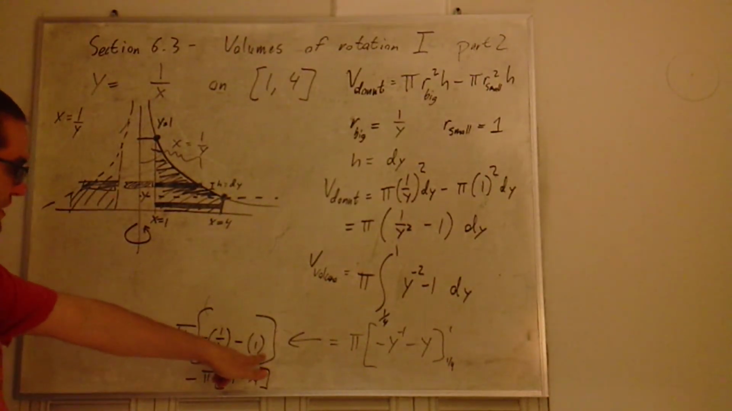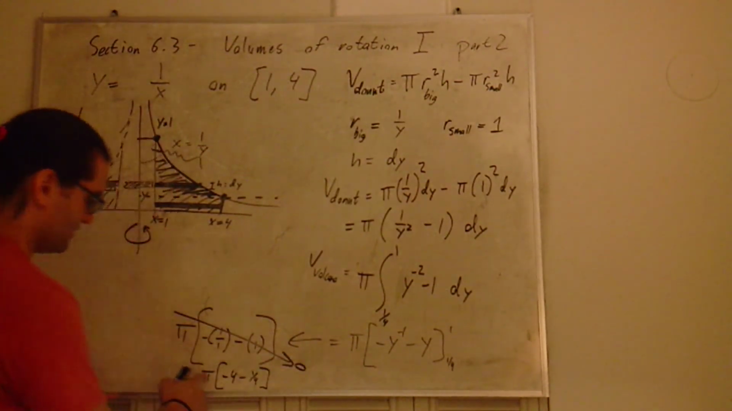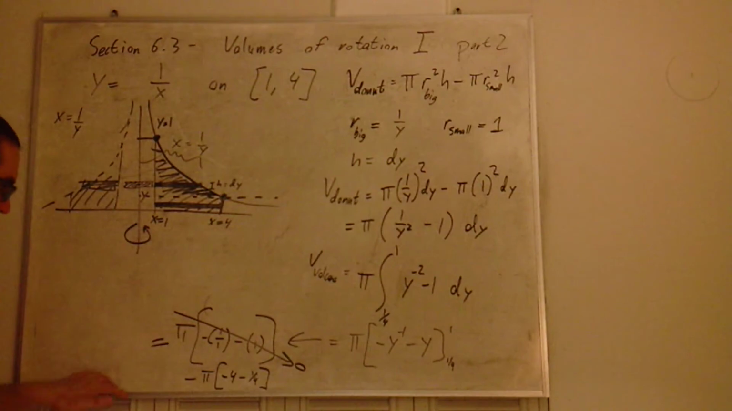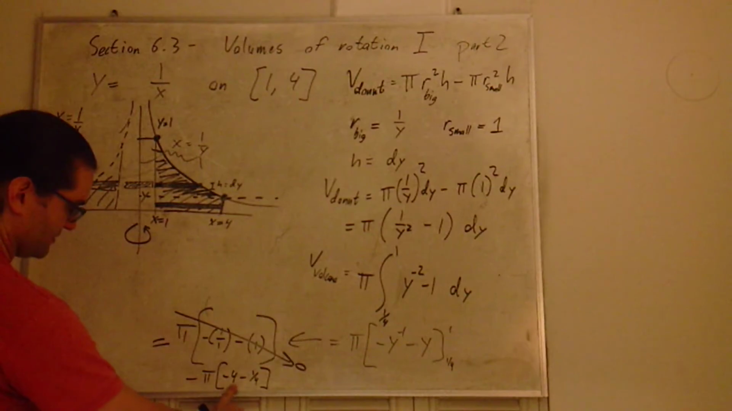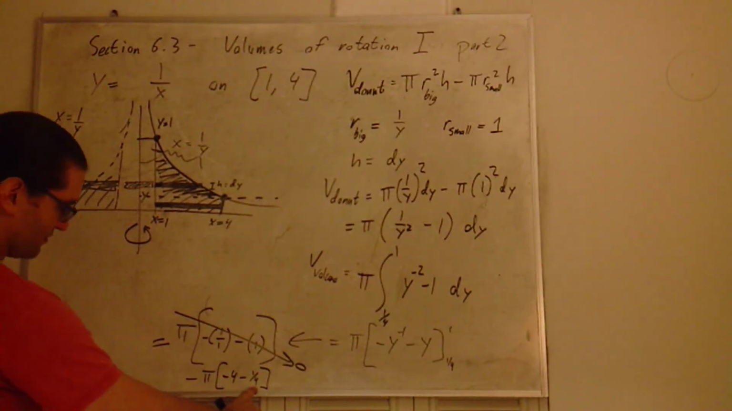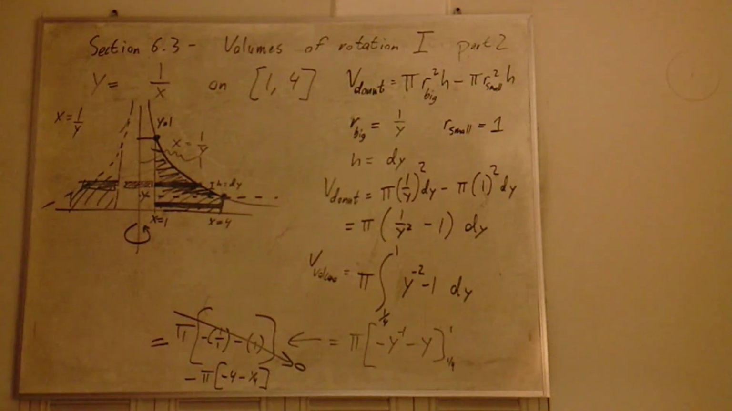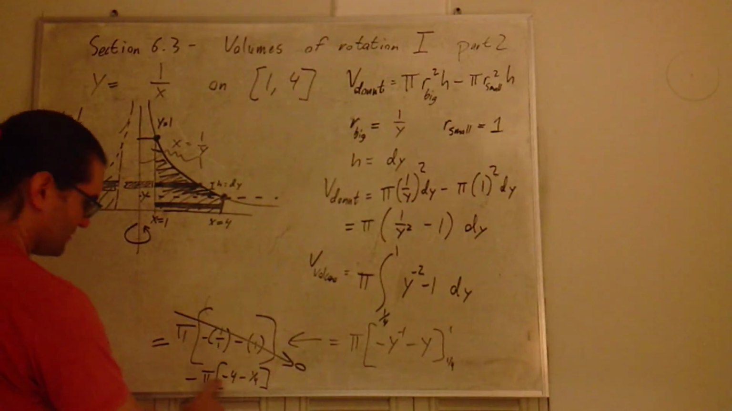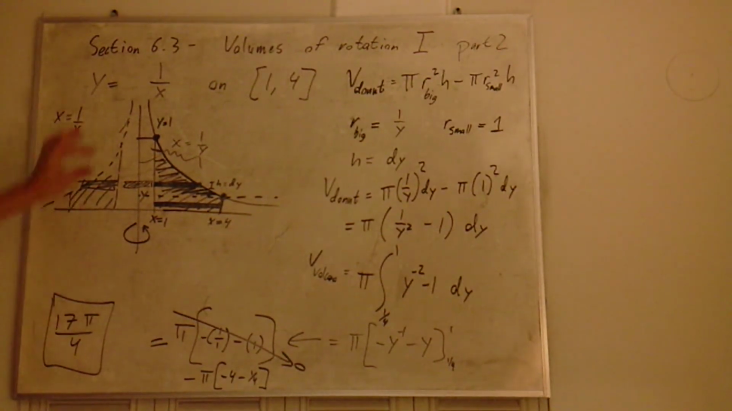This first part's pretty easy. 1 minus 1 is 0. The second part: this is negative, well, this is 4 and 1/4 pi. I should change that into an improper fraction. It'll be negative 17/4, but then it's negative again, so positive 17 pi over 4 is the volume of the top half.